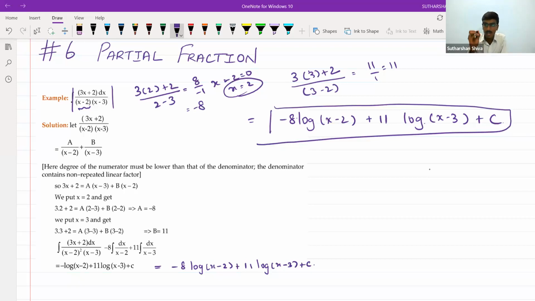This trick will be applicable only when I have x minus 2 and x minus 3. Suppose I have x minus 2 the whole square and x minus 3, then this trick cannot be used. It is only applicable when two simple algebraic terms are given, that is x minus 2, x minus 3, or x minus 3, x minus 4. Anything which you are given under the partial fraction, you can do this method.